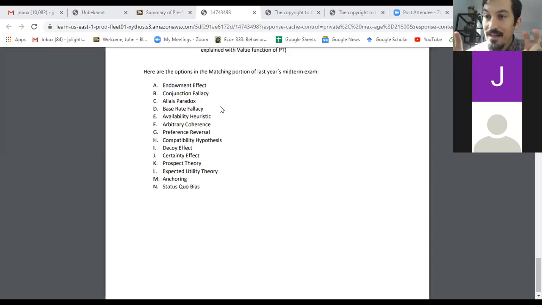But what is the fallacy? The base rate fallacy is when you ignore the base rates, and it's almost like stereotyping. This person seems like a feminist, I'm just going to assume she's a feminist, rather than considering what's the base rate likelihood that she's a feminist, or he. Men can be feminists too.